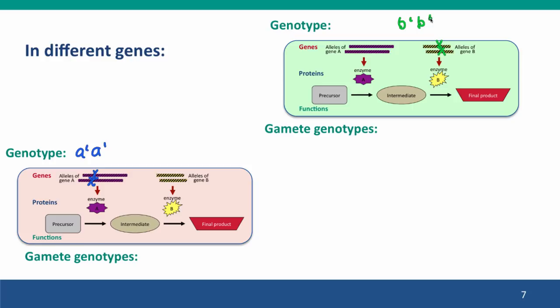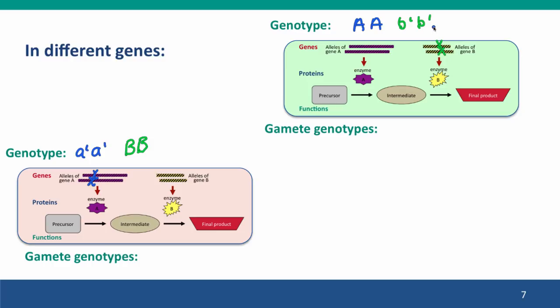Well, no, they're not, because we haven't considered what alleles of gene B the first plant has, and what alleles of gene A the second plant has. Now, we started with a homozygous wild-type plant that could make red pigment, so we expect that this plant should have functional alleles, big B alleles, of gene B. Similarly, we expect that this plant should have functional alleles, big A alleles, of gene A.